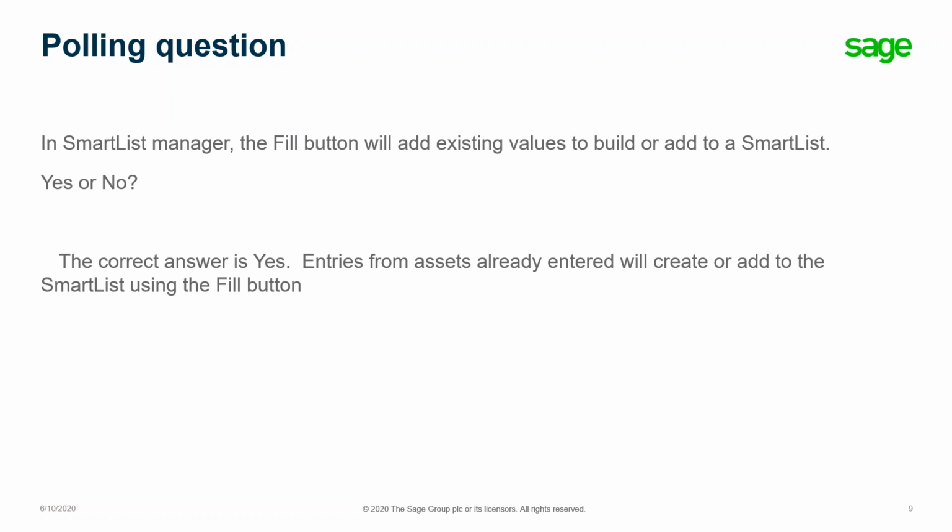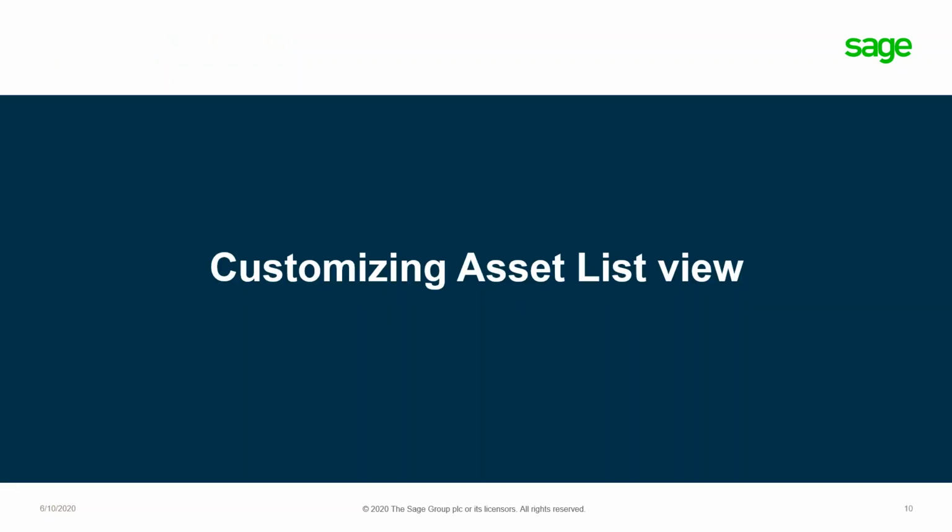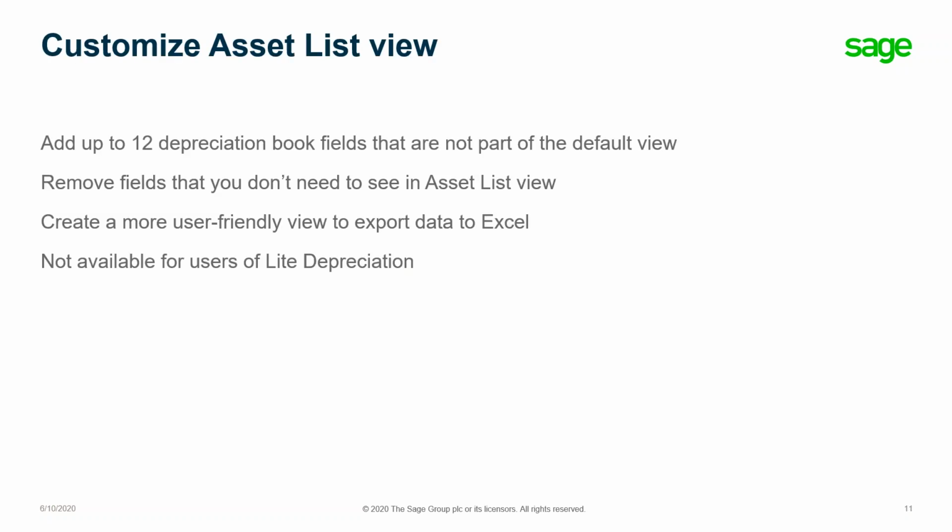All right, last but not least is our customizing of the asset list view. This feature has been requested. I've been training since 2007 with Sage, and it was one of our most frequently requested features. How do we add book information to our asset list view? Until 2017, the answer was you really can't do that. But now we have given you the ability to add up to 12 depreciation book fields that are normally not part of your default view.